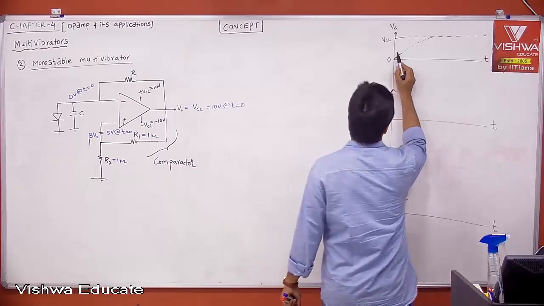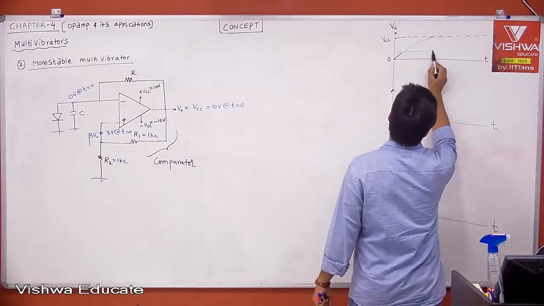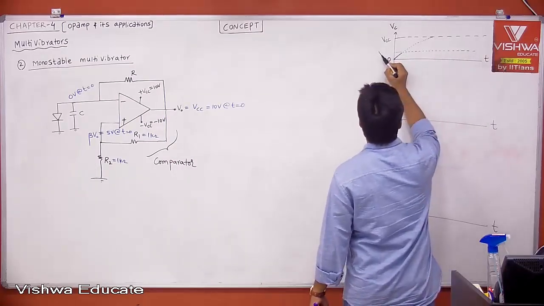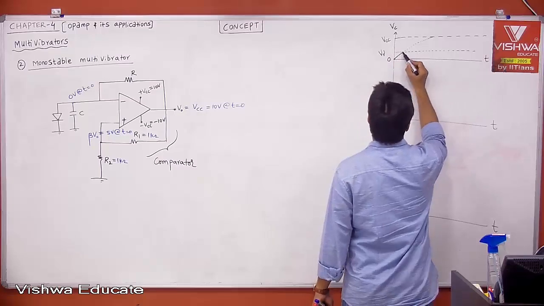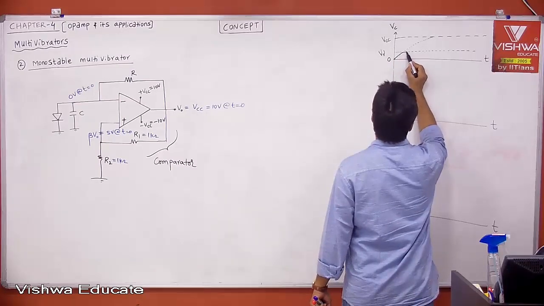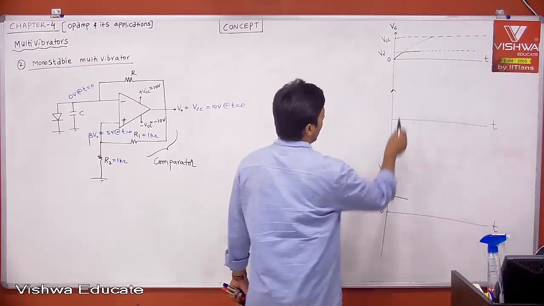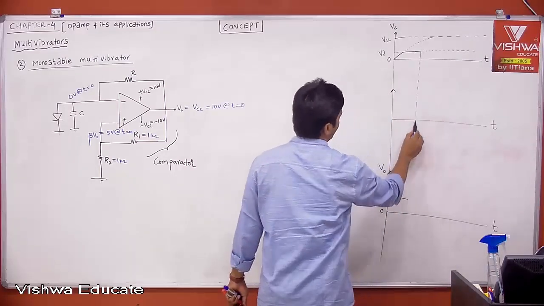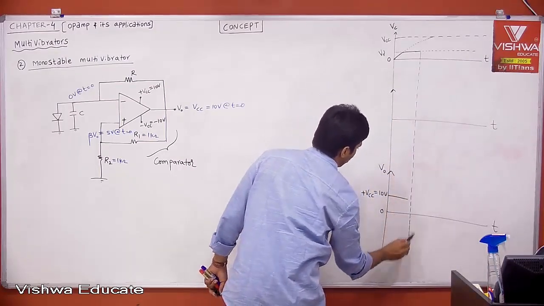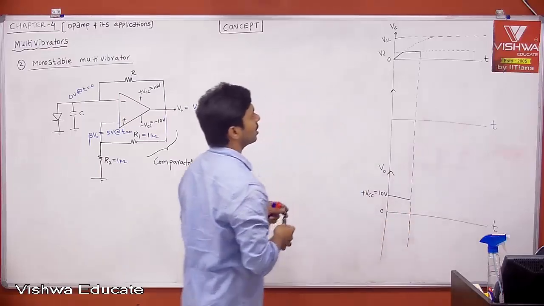Therefore, the voltage will be stuck to V gamma. This is your V gamma. Now what is the voltage across the capacitor? It is at V gamma. When that is at V gamma, your output is plus VCC. That's it. It is a stable state.